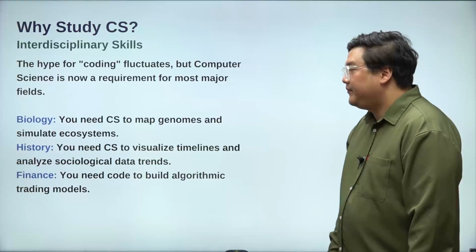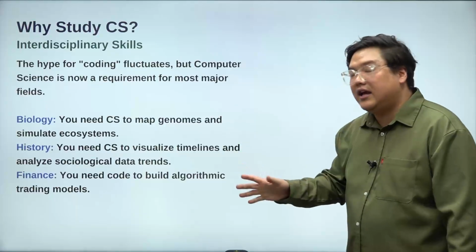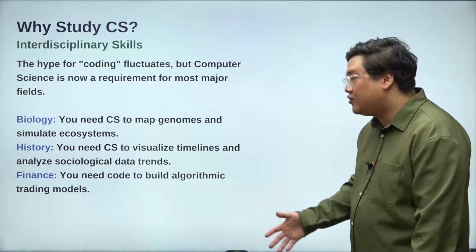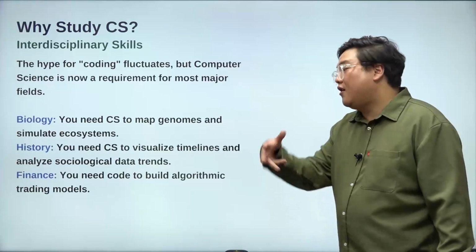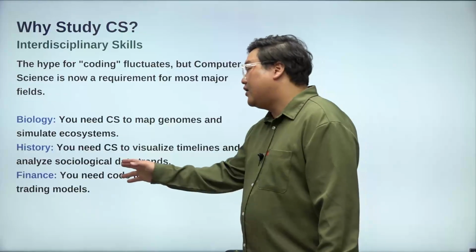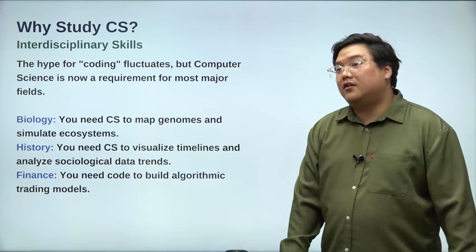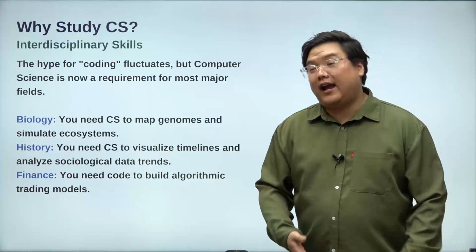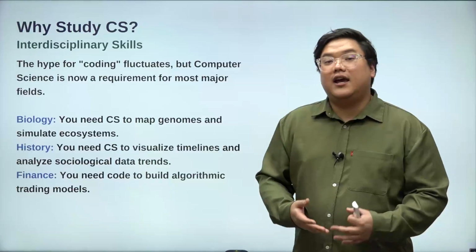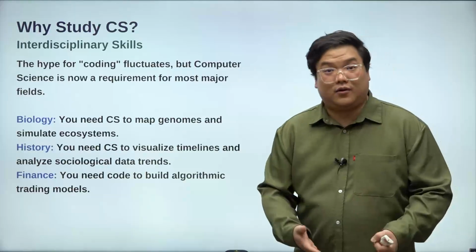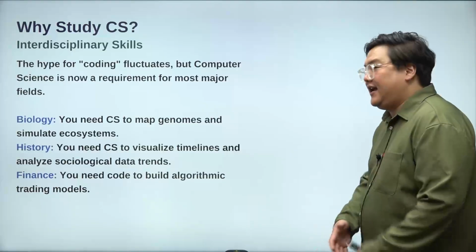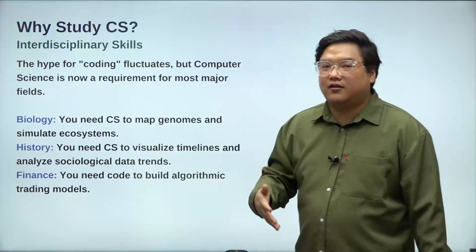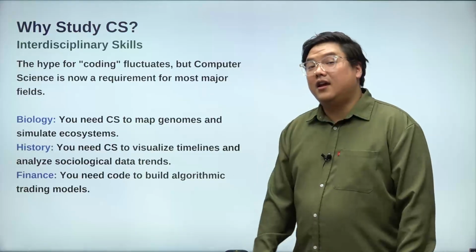If you look at biology, you need computer science to map genomes and simulate ecosystems, right? When you do simulations, these are all computer science. And in history, you need computer science to visualize timelines and analyze sociological data trends, okay? So you might think if you major in history, you're not going to deal with any kind of data analysis. You're wrong. A lot of history is about analyzing historical data, okay? And finance, it's pretty obvious, right? You need code to build algorithmic trading models, like if you're a professional trader, then even more so.